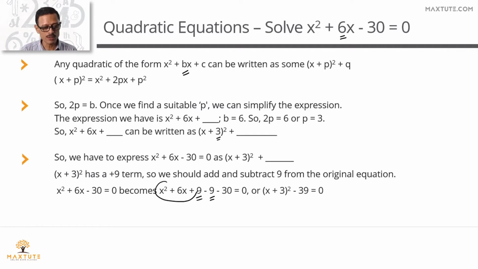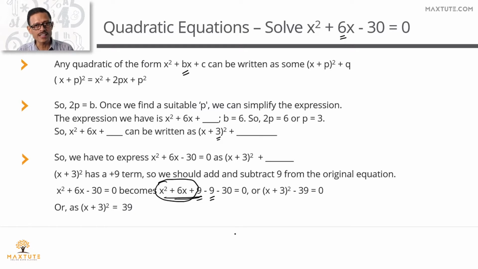What is this part alone? This portion, the first 3 terms are x plus 3 the whole square, which is what we wanted. We subtracted a 9 to keep the integrity of the equation unchanged. Minus 30. Minus 9 minus 30 is equal to a minus 39. This finally becomes x plus 3 the whole square equals 39. This was our starting point for the previous slide to find the value of x.